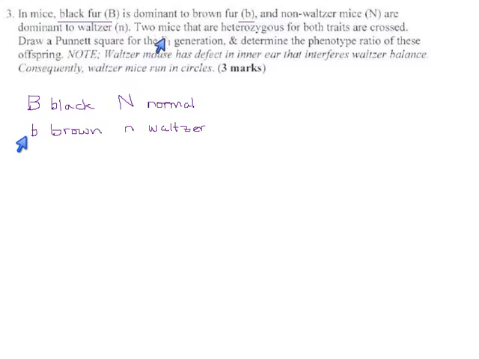And let's see what they tell us about parents here. Two mice that are heterozygous for both traits are crossed. Okay, so we have a mom who is big B, big N, little n. That means she is black and non-waltzer, and dad is the exact same way. Big B, big N, little n. Draw a Punnett square for the F1 generation. Determine the phenotype ratio of these offspring.